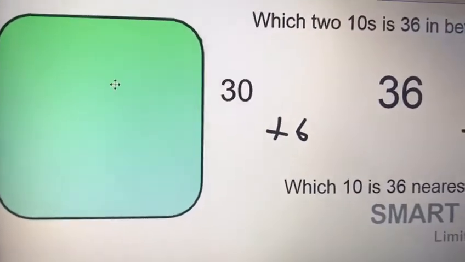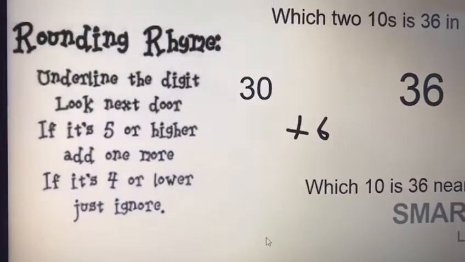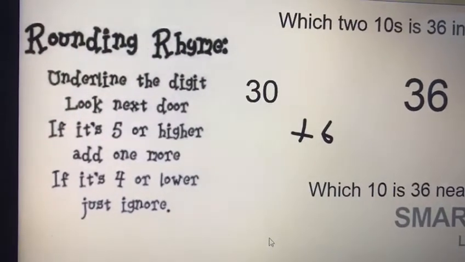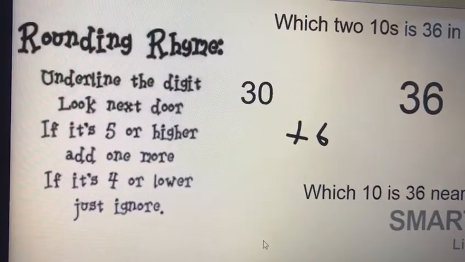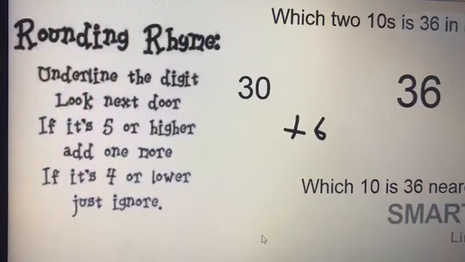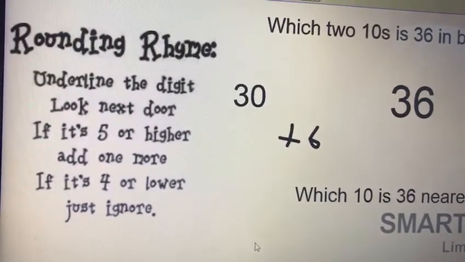Excellent work. I'm going to show you all a rhyme over here so that it can help you figure out some answers. So let's read the rounding rhyme together. Underline the digit, look next door. If it's 5 or higher, add 1 more. And if it's 4 or lower, just ignore.